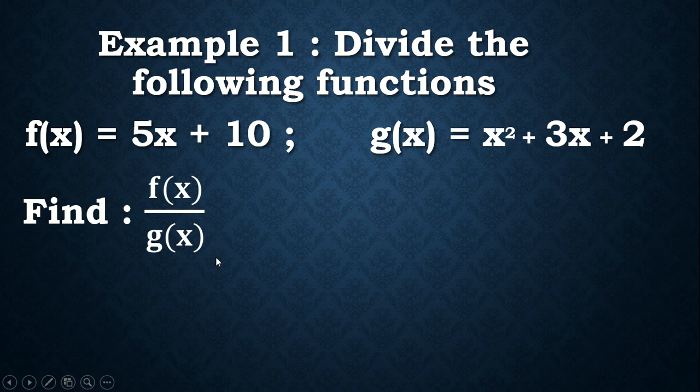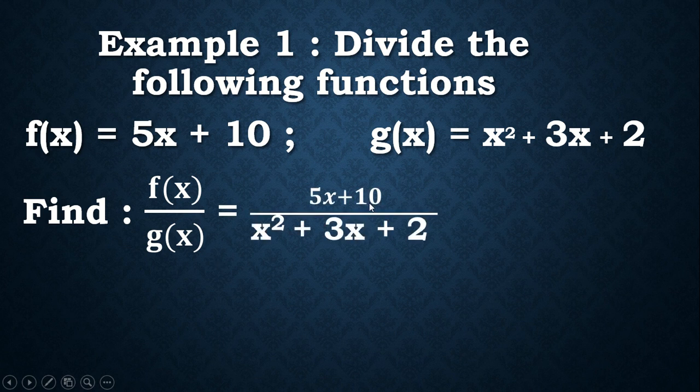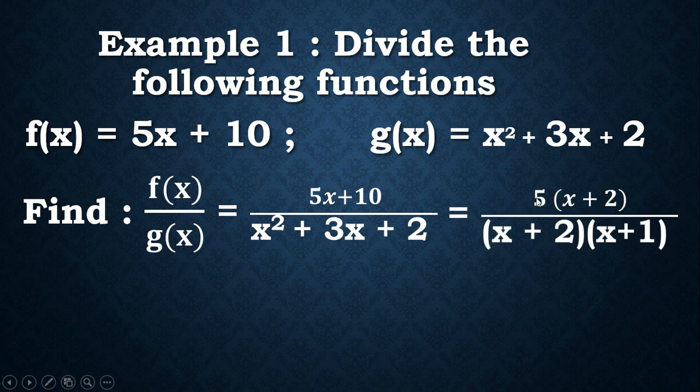Next, we have to write the given. For the numerator, or f of x, which is 5x plus 10. For the denominator, which is the g of x, x squared plus 3x plus 2. And then we have to find the greatest common factor of 5x plus 10. The numerator can be divided on both sides by 5. 5 times x, that is 5x. 5 times 2, that is 10 or plus 10.